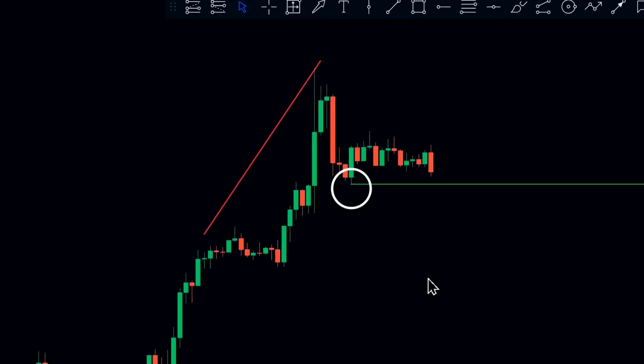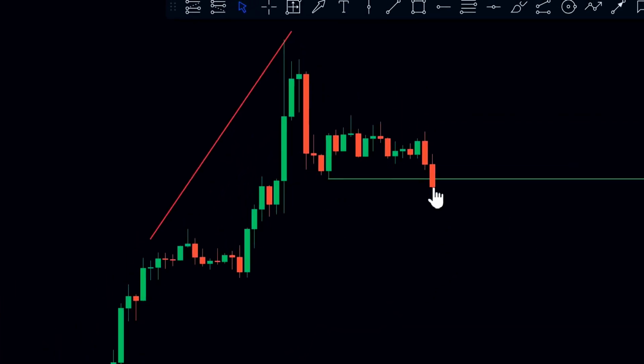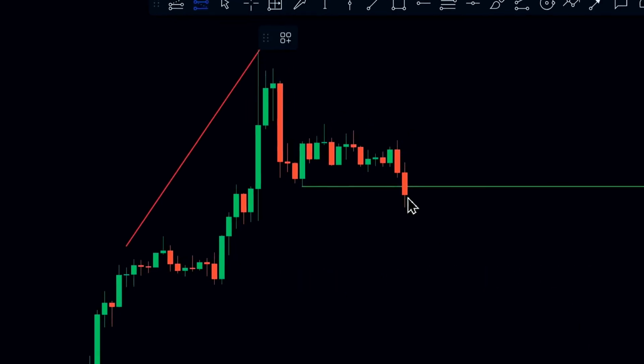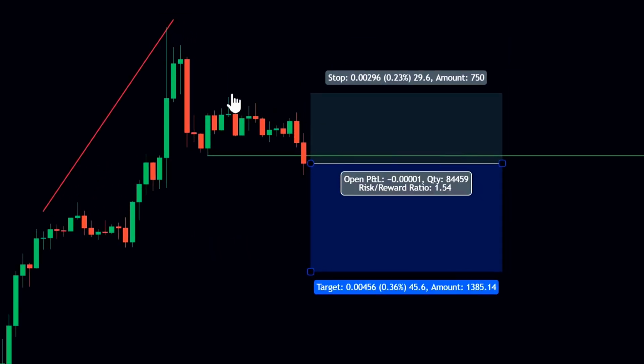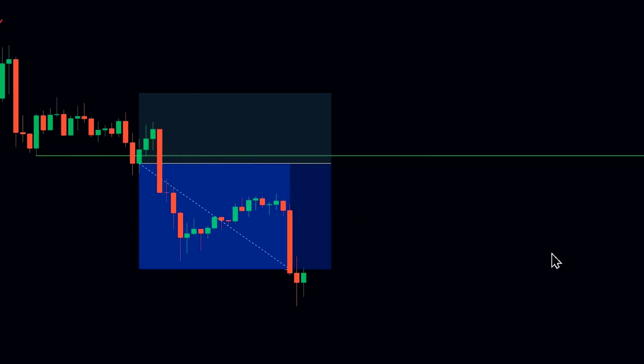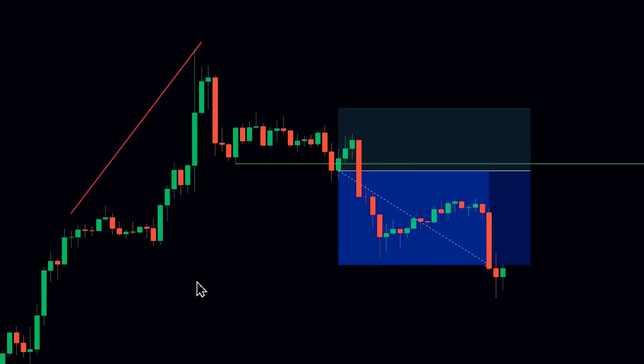For example, in this scenario, we spot a bearish divergence, and after the price breaks the swing low, we place a short position. Set the stop loss above the swing high and aim for a 1.5 to 1 risk-to-reward ratio. This trade turns out profitable. To go long, simply reverse these steps.